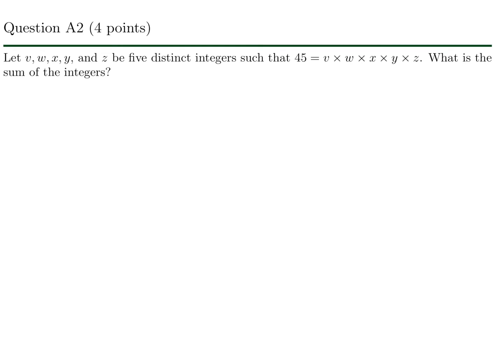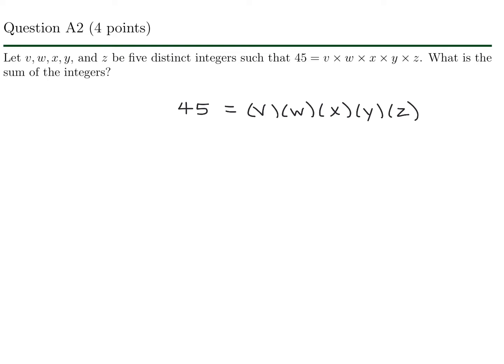Let v, w, x, y, and z be 5 distinct integers such that 45 is equal to v times w times x times y times z. What is the sum of the integers? So 45 is equal to the product of 5 integers represented by these letters, and we've got to just fiddle around with this.